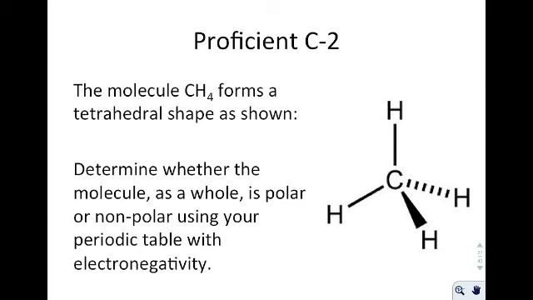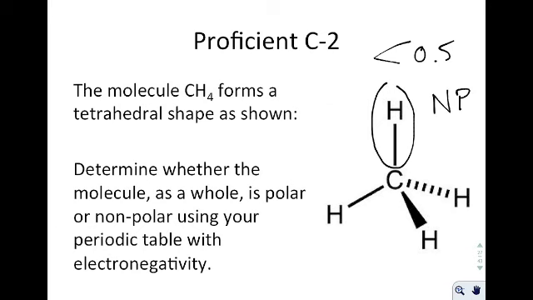The molecule CH4 shows a tetrahedral shape as shown. Determine whether the molecule as a whole is polar or nonpolar using your periodic table with electronegativities. Now if you were to look at the difference between carbon and hydrogen, it is less than 0.5. So because of that, each one of these bonds is considered to be nonpolar. But you have to be careful. Just because each bond is nonpolar doesn't mean that the molecule as a whole is nonpolar.